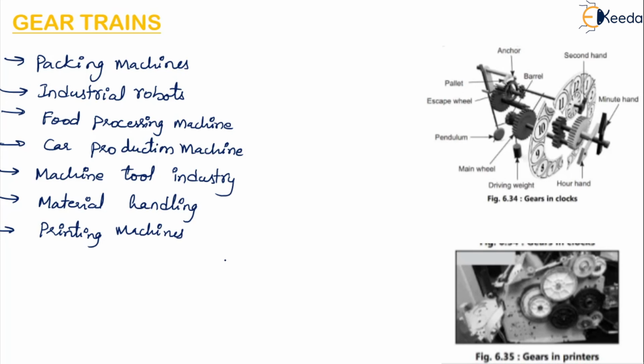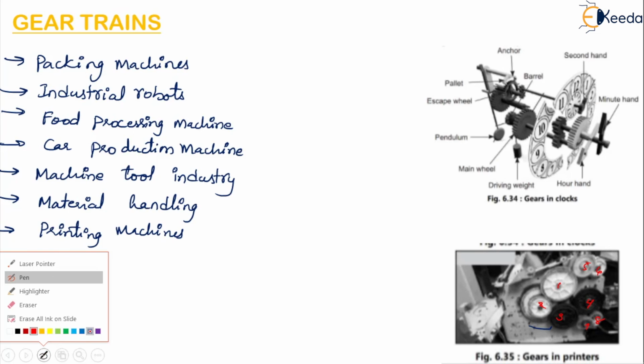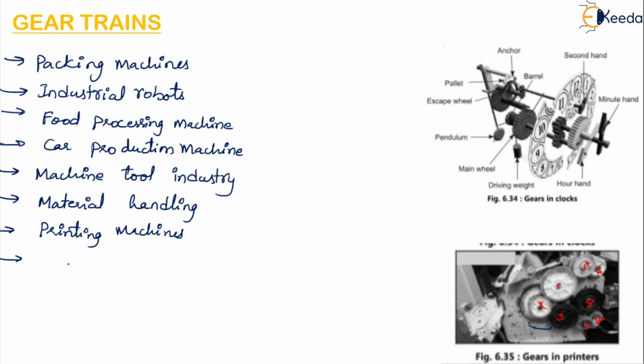So here you can see how the gears are arranged in the printer. Okay. So from this figure, see, these are all the gears: 1, 2, 3, 4, 5, 6, 7 and 8. So many gears are arranged in a printing machine. So from one gear to the other gear, the motion is transferred. So in this way, these gears are helping for running various types of machines when they are arranged accordingly.